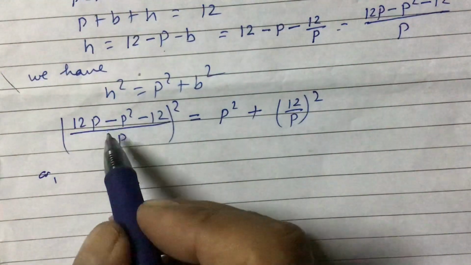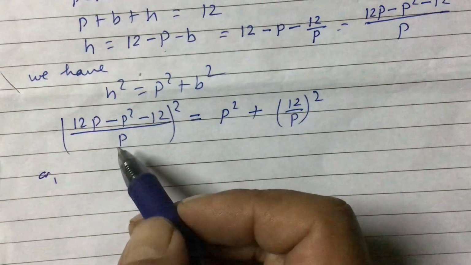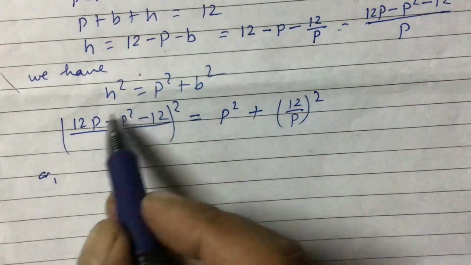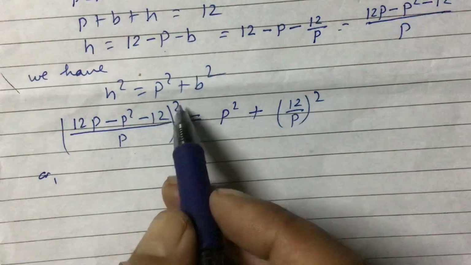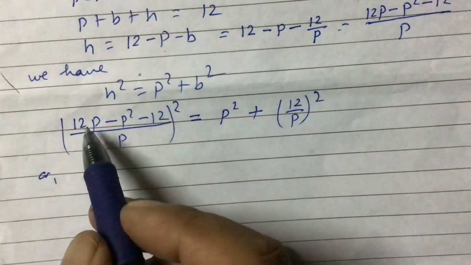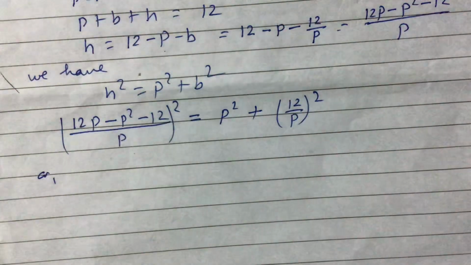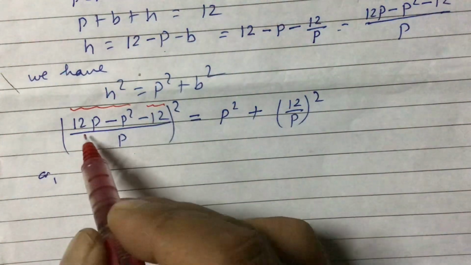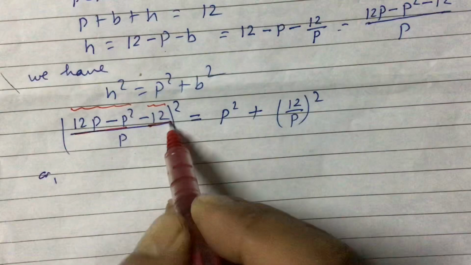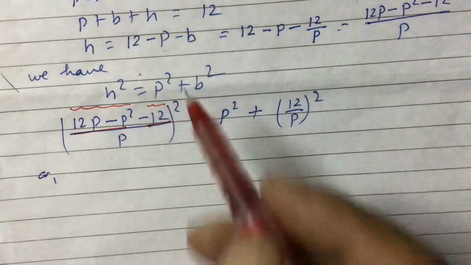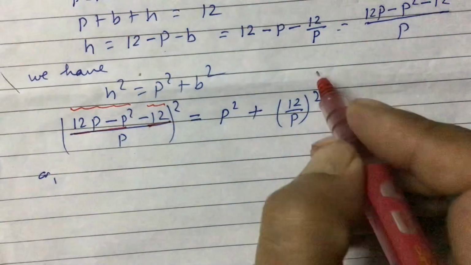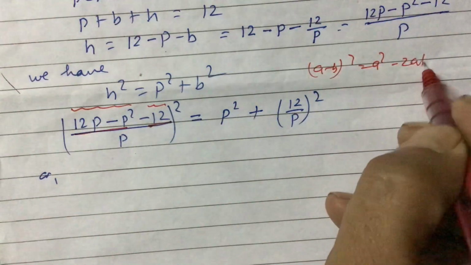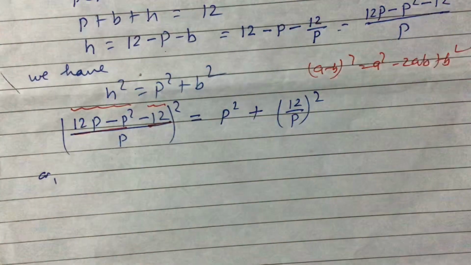Or, now what we can do here, we can use a formula. You see, 12P minus P square, this much we can consider as A, minus B, whole square. So A are these two terms and this is B. So A minus B whole square formula we can apply: A square minus 2AB plus B square. This formula we can apply here.